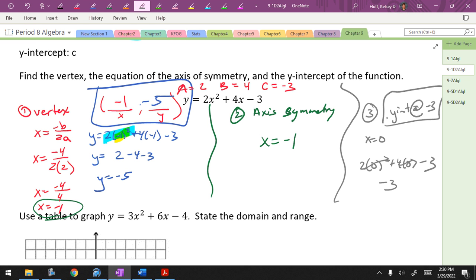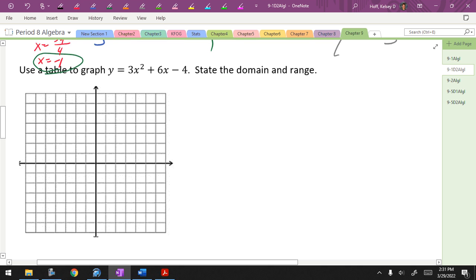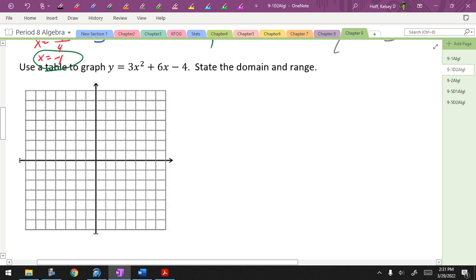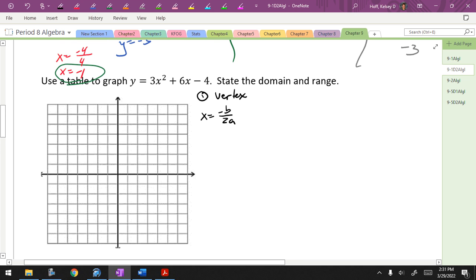Okay, so today now we're going to build on this. Everything hinges on your vertex. Use a table to graph y equals 3x squared plus 6x minus 4, and then we're going to state the domain and range. Number one thing you do, find your vertex. What do I use to find my vertex? Very good. X equals negative b over 2a. What is a? 3, b is 6, c is negative 4. Okay? So we fill it in.